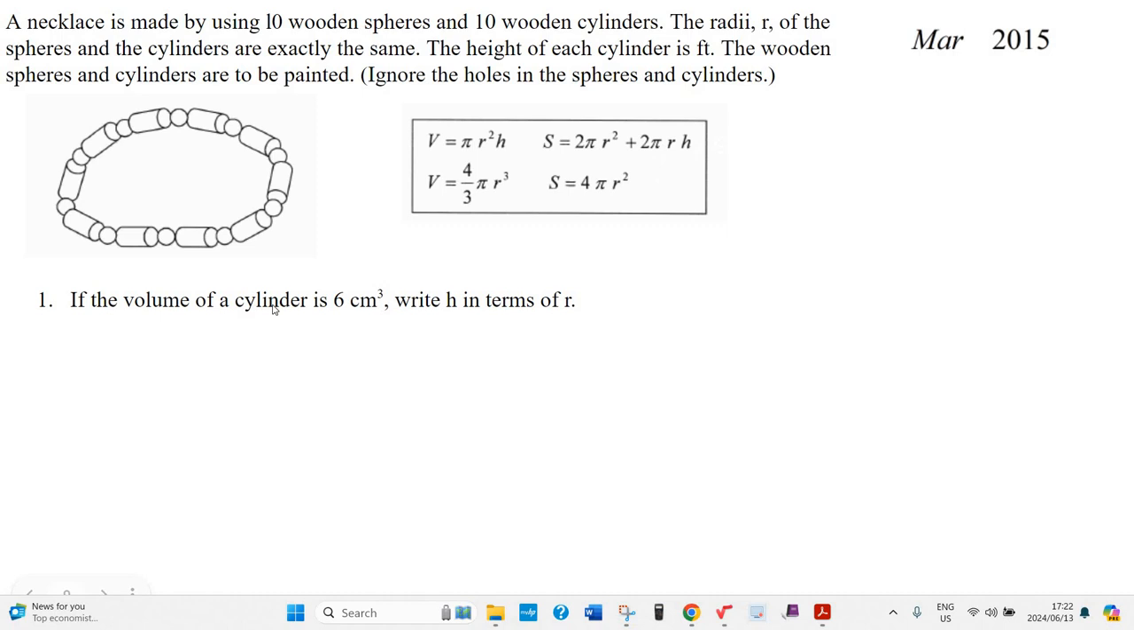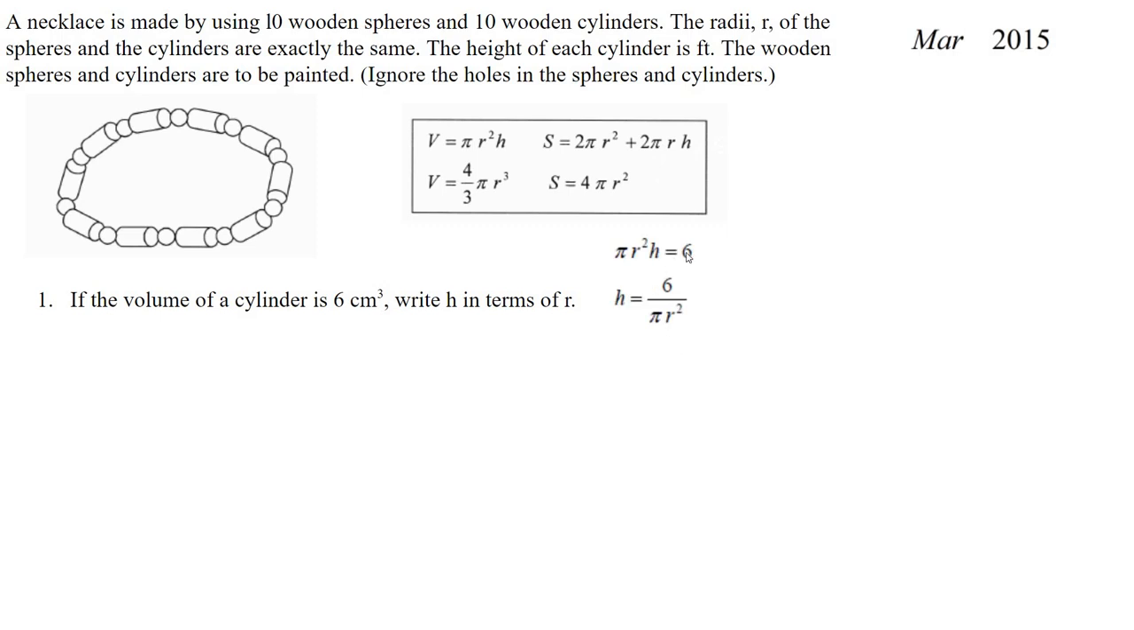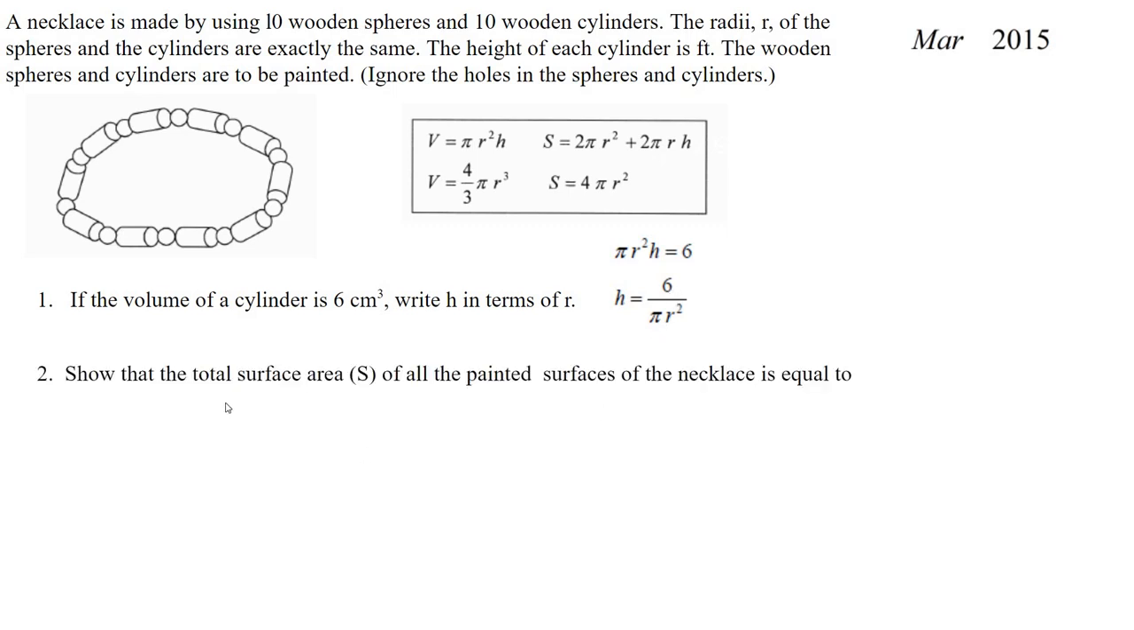Now, if the volume of a cylinder was 6 cubic centimeters, could you write h in terms of r? Well, all you do is go up here. There's the volume of a cylinder, and instead of V, you put in 6. Then you want to get h by itself, so you divide by pi r squared. And then there's h in terms of r. Yeah, and 6 and pi are constants. Let's try the next one.